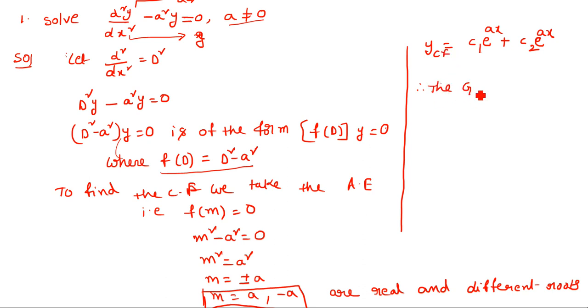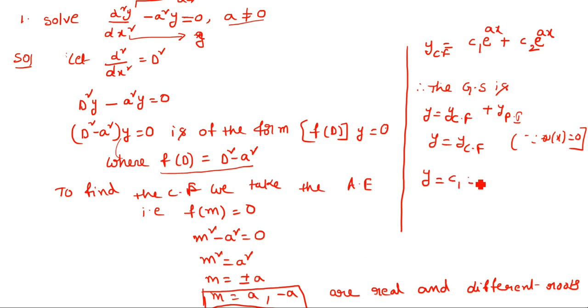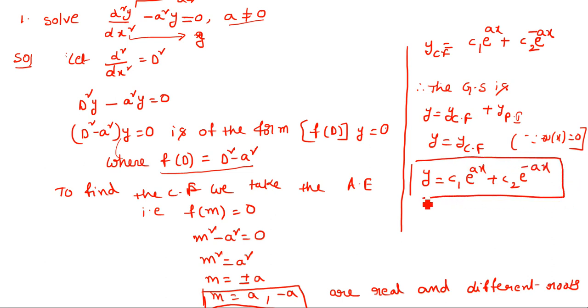Therefore, the general solution is y equals ycf only. If you want, you can put yp, since here yp becomes 0. So y equals ycf only, since Q of x equals 0 in this problem. So y equals c1 e power ax plus c2 e power minus ax.